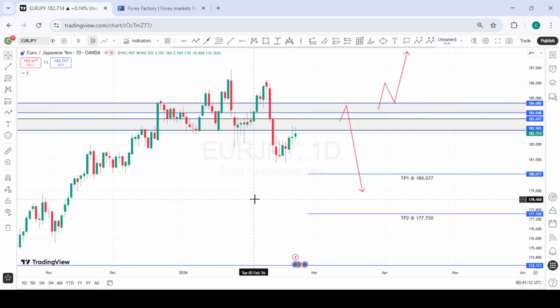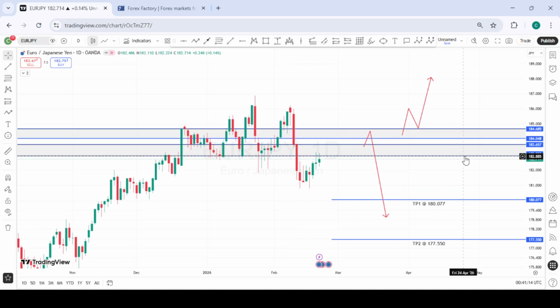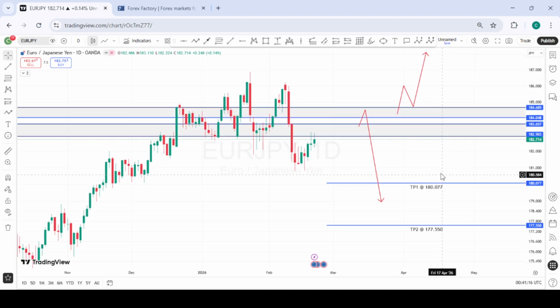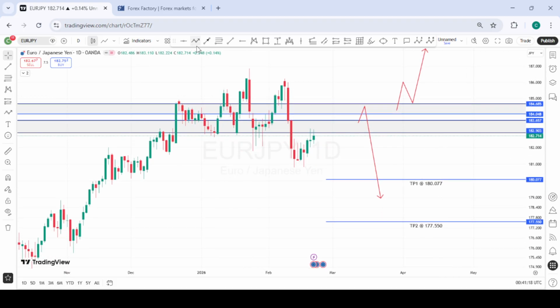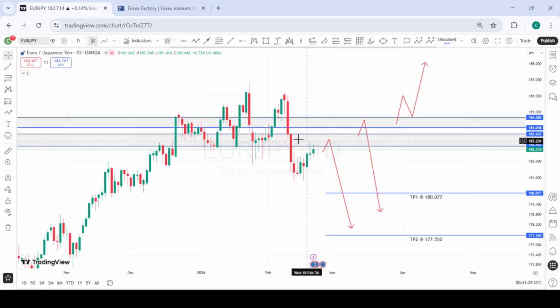This is EURJPY. We had this setup from last week where we anticipated that price was going to either retest this first area of interest or the second area of interest above to give us selling opportunities. Price has currently retested the area of interest. So going into next week, we'll be looking forward to reversal patterns and look for selling confirmations around this zone and take ourselves to the downside.